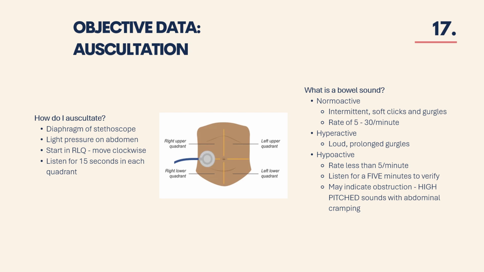And if you hear no bowel sounds, then you will go back, starting in that right lower quadrant, and listen for a full minute. Then you will go to the right upper for 1 full minute, left upper for a full minute, and then left lower for a full minute. That would be a total of a 5-minute auscultation for bowel sounds. At that time is when you can document absent bowel sounds and notify the provider as well.